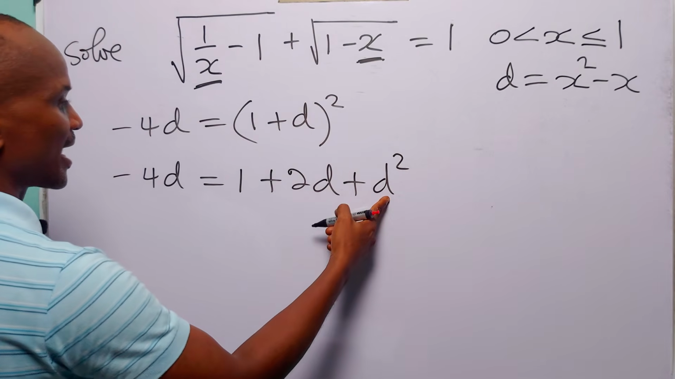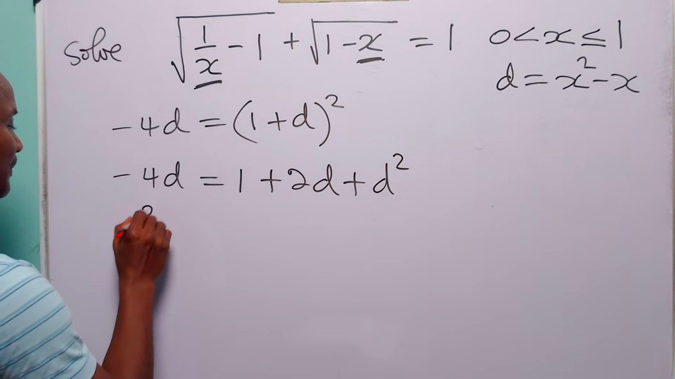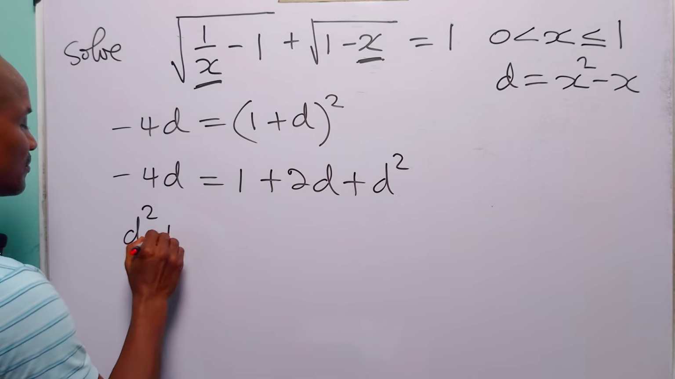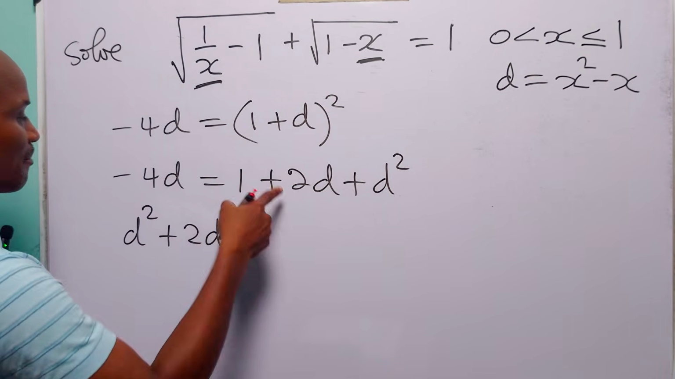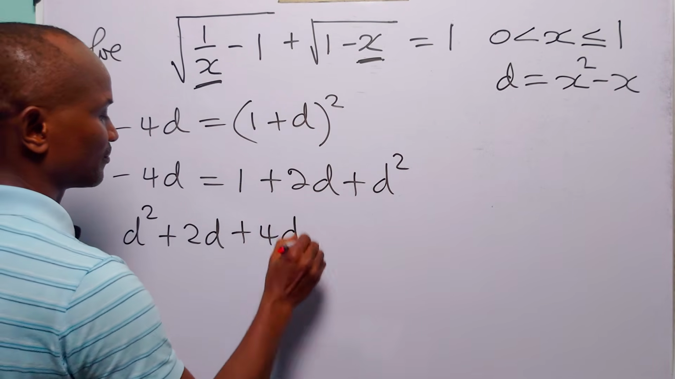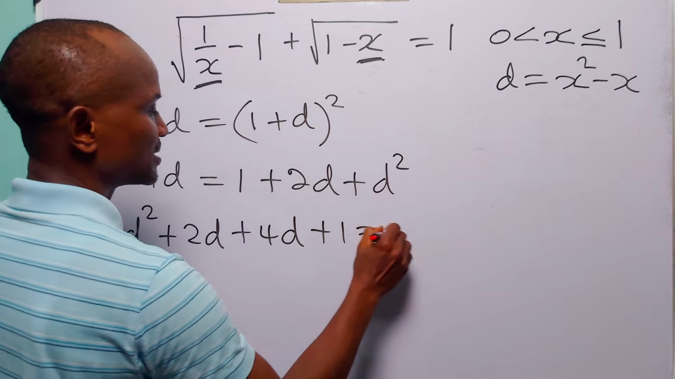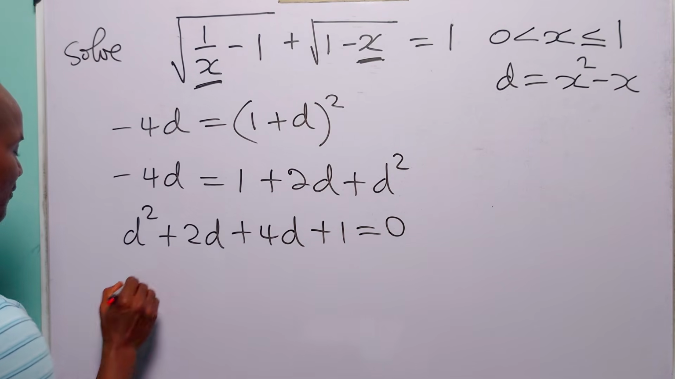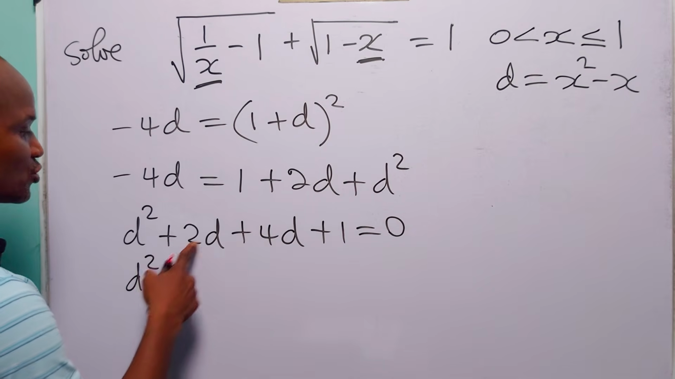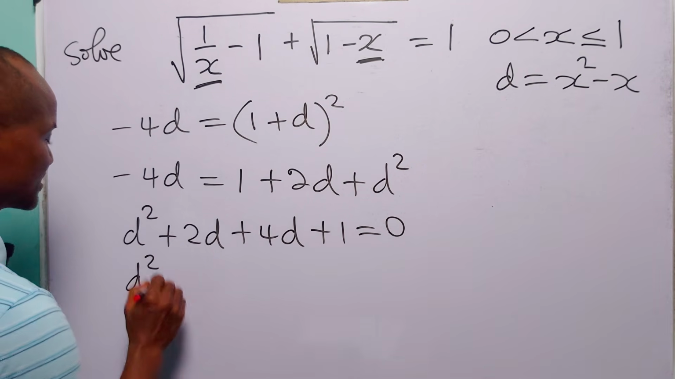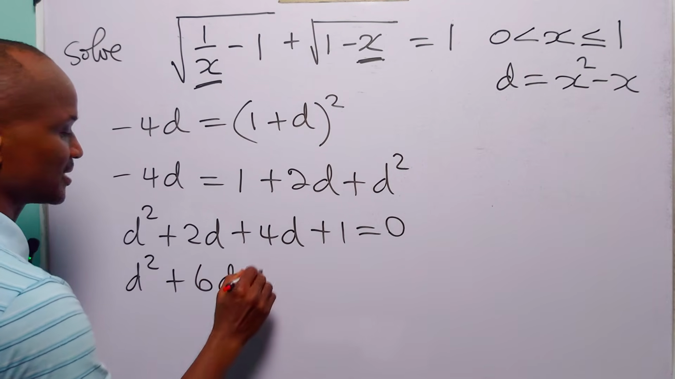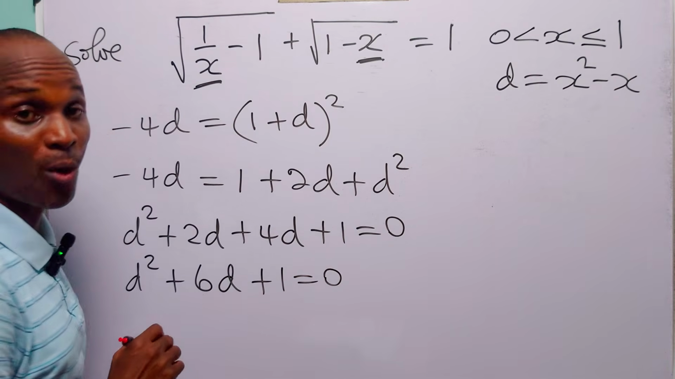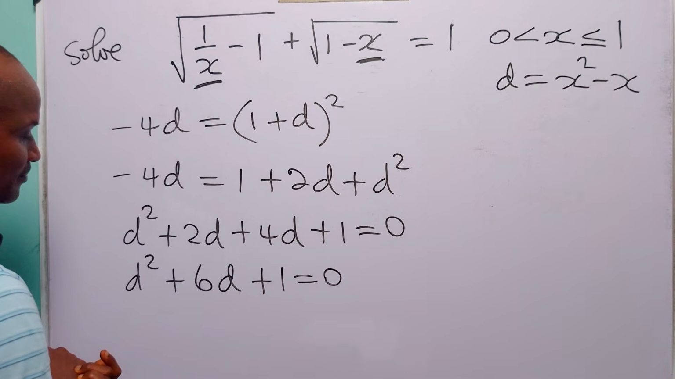Rearranging this equation, we have d squared plus 2d plus 4d plus 1 is equal to 0. Now, from here we have d squared. 2 plus 4 is equal to 6. So this is plus 6d plus 1, and this is equal to 0.